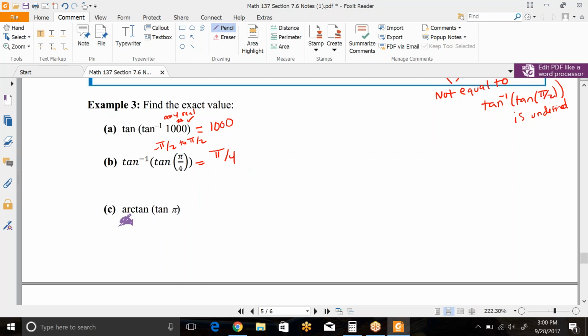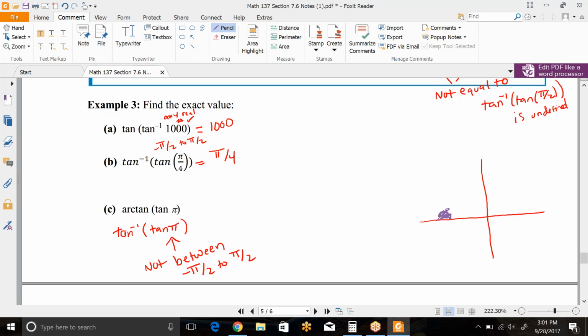Okay, so let's talk about this one. Now, they were using the inverse differently. Remember, this means tan inverse of tan pi. They just wrote the arctan there. So tan pi is not between negative pi over 2 to pi over 2. So we need to think about what is tangent of pi. So come over here, and this is tan of pi.